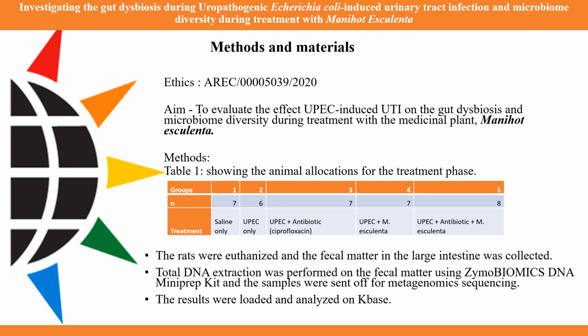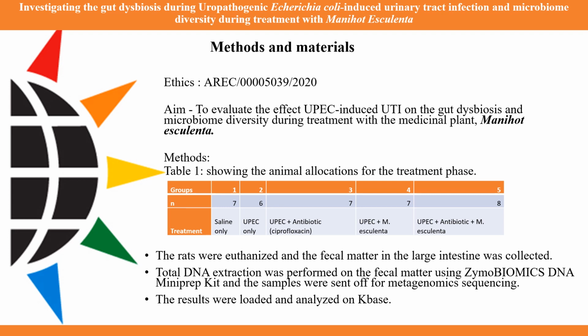So we had a total of 35 rats divided into 5 groups. The first group was the benchmark group or the control group, which had no infection and no treatment. The second group had an infection but no treatment. The third group had an infection and was treated with our benchmark antibiotic, which is ciprofloxacin in this case. The fourth group was infected and then treated with our cassava, or Manihot esculenta. And the final group was infected and treated with a combination of our antibiotic as well as our medicinal plant.